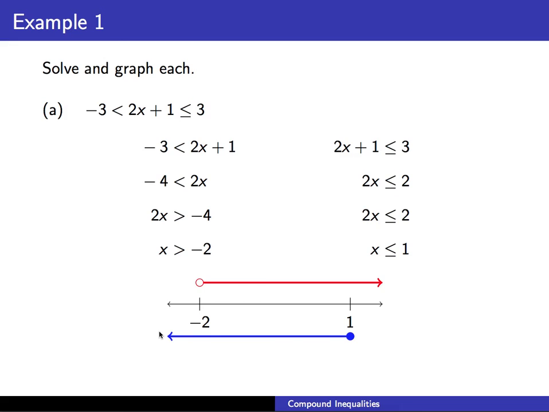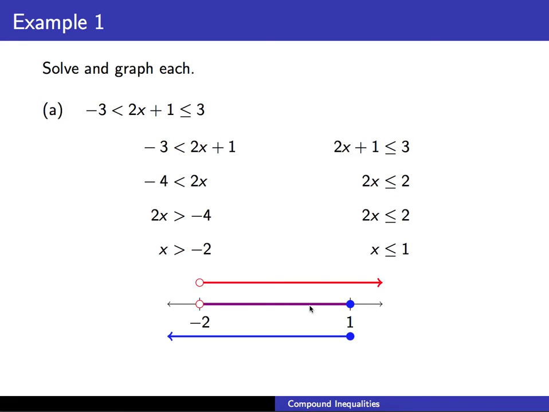What we want to do is find where these two parts, the red and blue shadings, overlap. And they overlap between the -2 and the 1. So open circle at -2, closed circle at 1. Any number in between here will make our original inequality true.